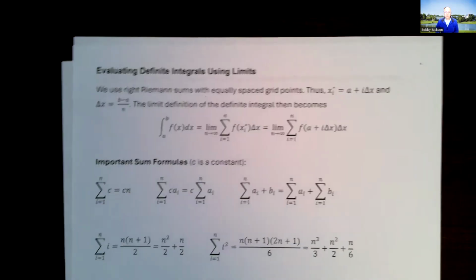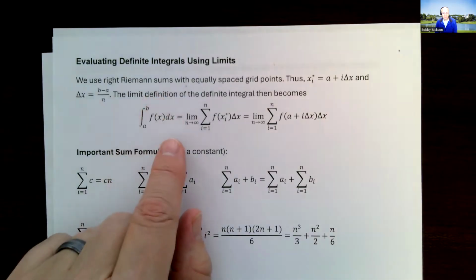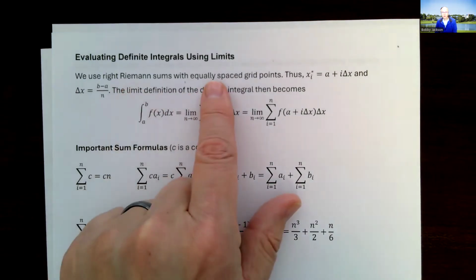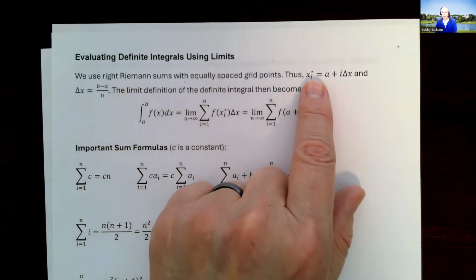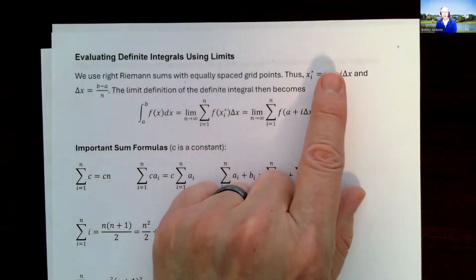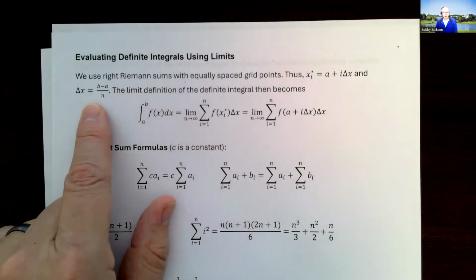So when evaluating definite integrals using the limit definition, we are going to use right Riemann sums, and we're going to use equally spaced grid points. Thus, we got x sub i is a plus i delta x. If you remember, that's the right-hand endpoints for each subinterval. And of course, delta x is b minus a over n, equally spaced subintervals.